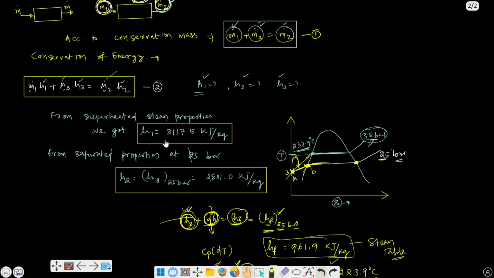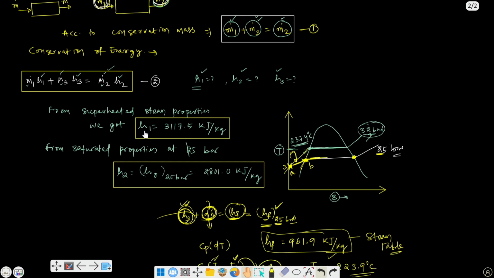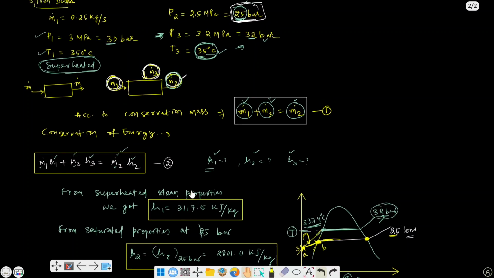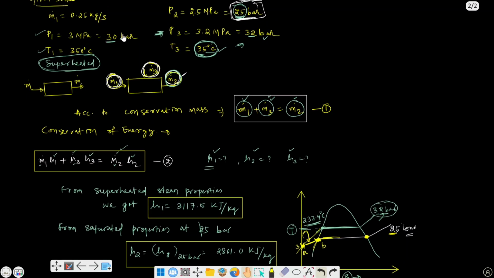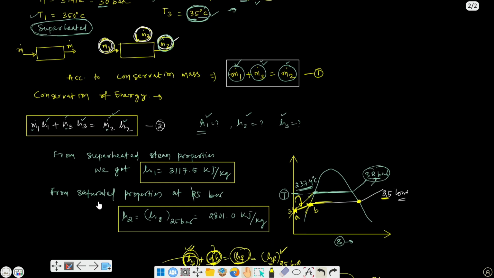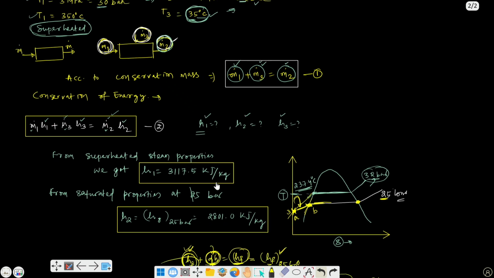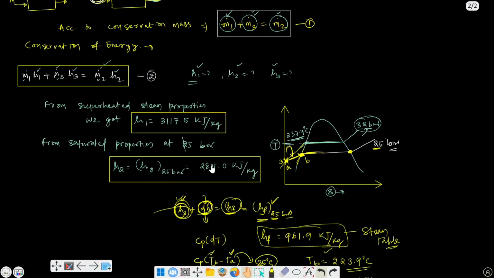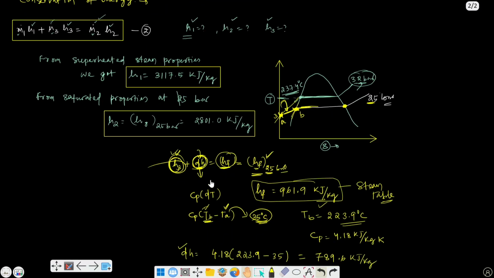So how can we find h1? This is superheated steam, so we can find it from the superheated steam table. The 30 bar is given, and corresponding to 30 bar and 350 degree centigrade, we can find the value of h1. Again, for h2, it is saturated steam at 25 bar, so corresponding to 25 bar, the hg value will be h2.